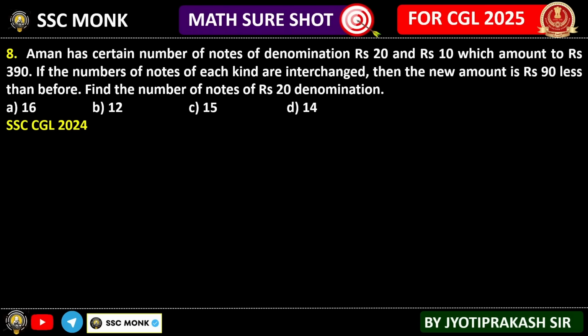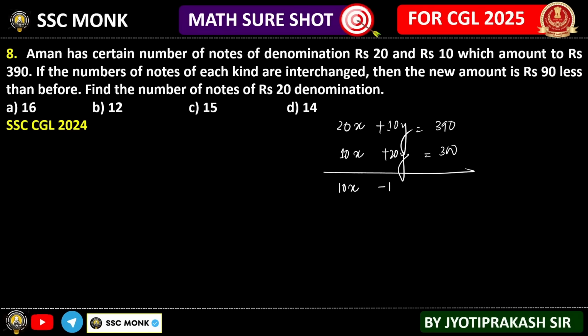See, there are so many options to solve this, starting with ratios and all, but I always prefer the natural way. Let's say 20 rupees notes are X numbers, 10 rupees notes are Y numbers, total value 390. Now when it is interchanged, 10 rupees X value plus 20 Y is equal to 90 rupees less than this, that is equal to 300.